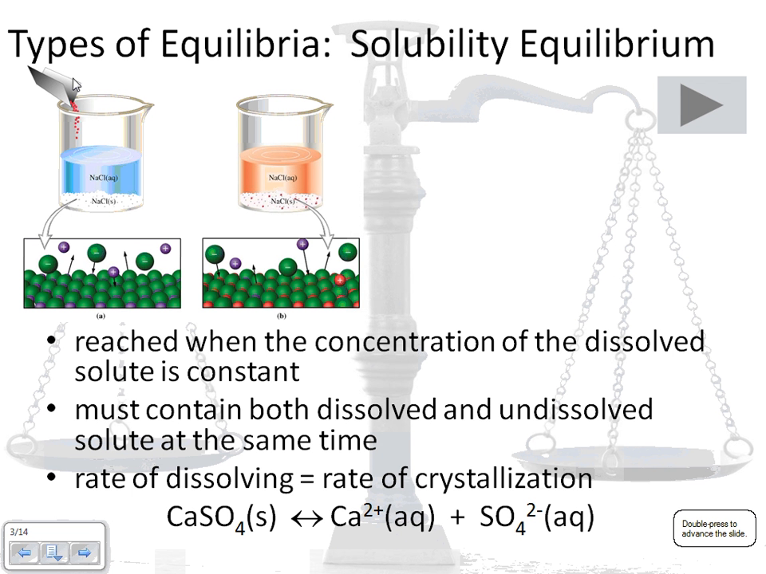If we look at just the last point, the rate of dissolving has to equal the rate of crystallization. So you can see that in an equilibrium phase, we're looking at something that's going to be dynamic, but the rate of your forward reaction, in this case dissolving, has to equal the rate of your reverse reaction.